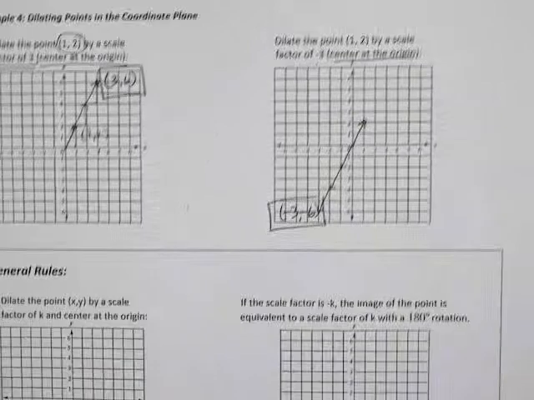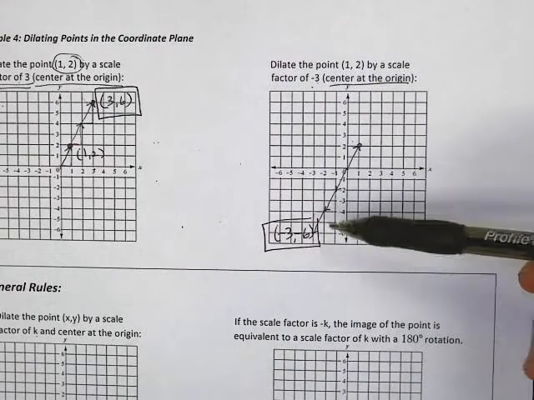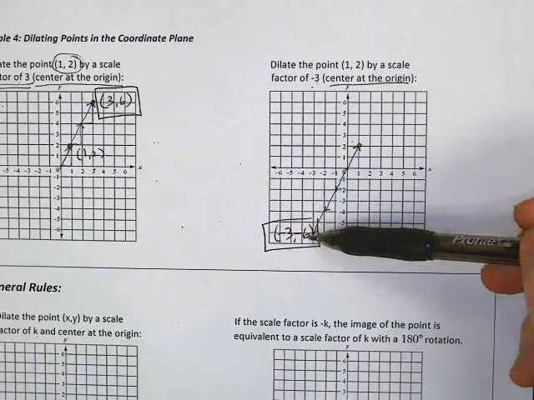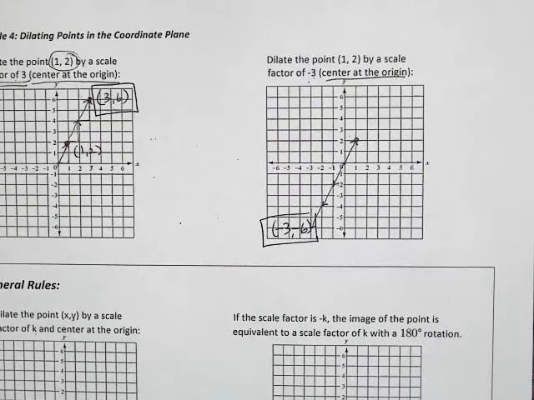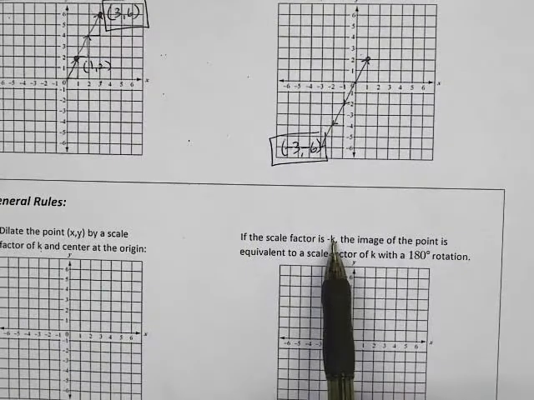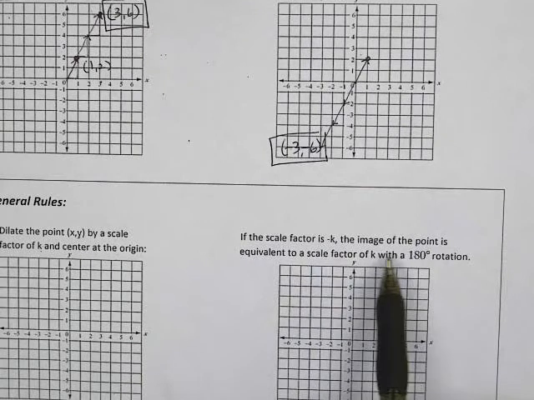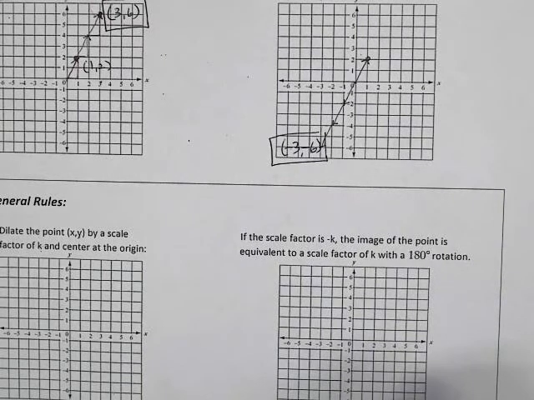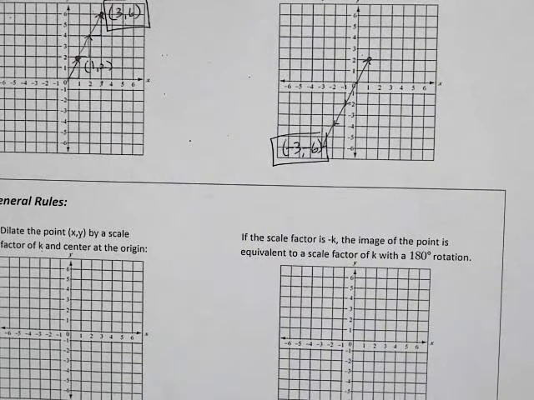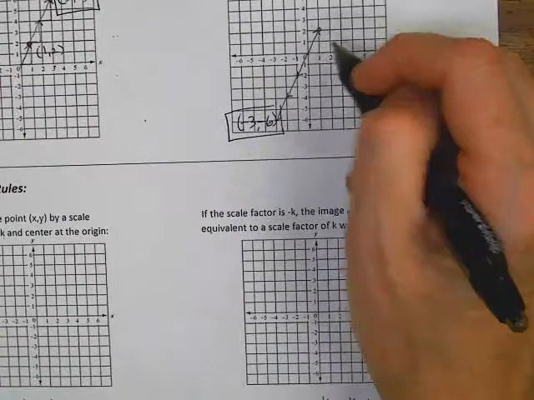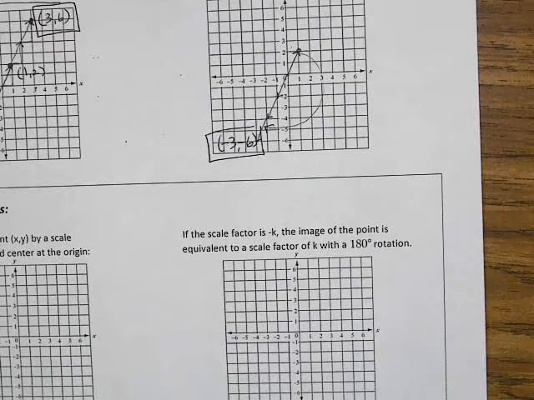Let's see if that works for the negative. Look up here. We had 1, 2, and a scale factor of -3, and we ended up at -3, -6. It looks like we just took that -3 and multiplied it in to get this. So if the scale factor is a negative number, the image is equivalent to a scale factor of k with a 180-degree rotation. And to get the point, it's just -kx and -ky. The 180-degree piece is showing you that we went 180 degrees in the opposite direction. That's what a negative scale factor does.